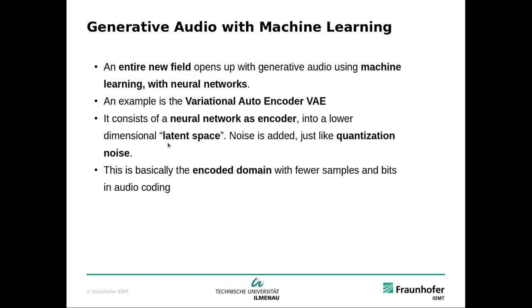So basically this comes out of our analysis filter bank, and then noise is added, just like quantization noise, right? So this is also like in audio coding. After our filter bank, we have the quantizer, and this quantizer is controlled by the psychoacoustic model, which tells us how much quantization noise we can afford. So this is basically the encoded domain with fewer samples and bits in audio coding.